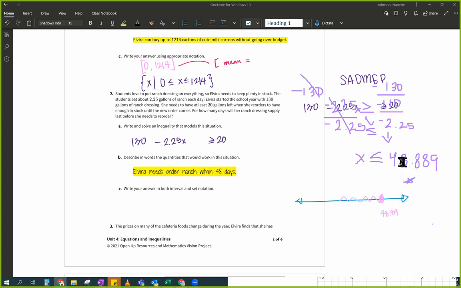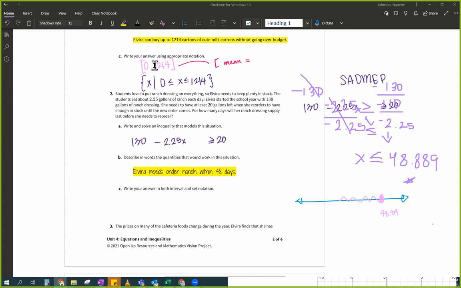So very impressed with the fact that I didn't have to explain this part to you. You didn't just round to 49 and then put the wrong answer here, because if you did that, then that would have been wrong. Okay, so write your answer in interval and set notation.